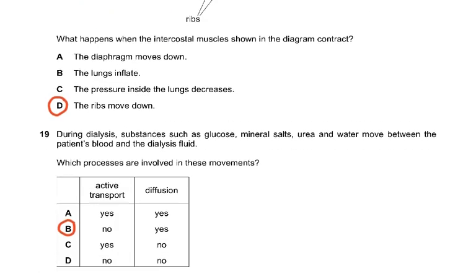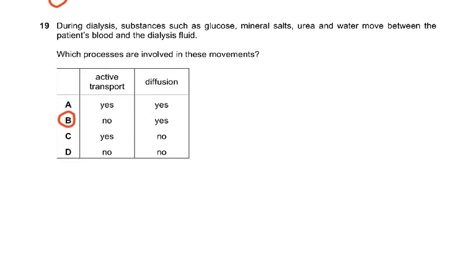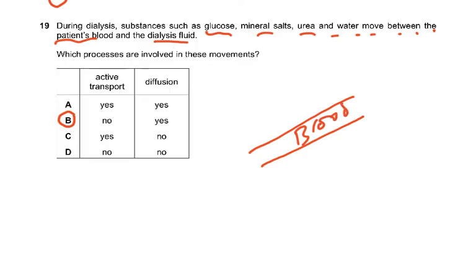Then, of course, comes question number 19. During dialysis, substances such as glucose, mineral salts, urea, and water move between the patient's blood and the dialysis fluid. Which processes are involved in these movements? The answer was: there's no active transport, there's only diffusion, because the blood is circulating inside these vessels, and outside this we have the tissue fluid. So the glucose does not move in or out, it moves between.